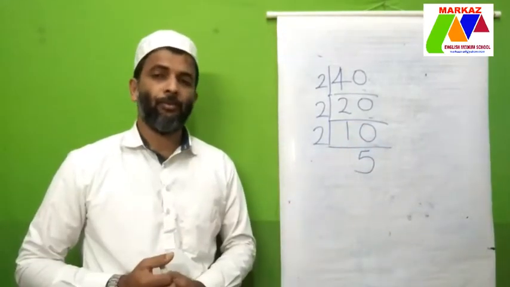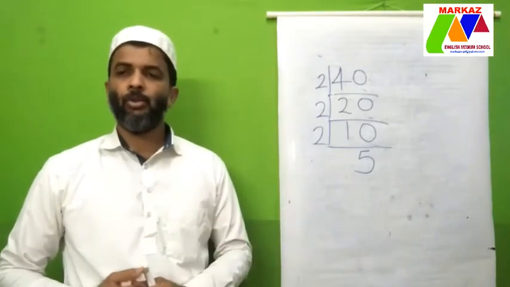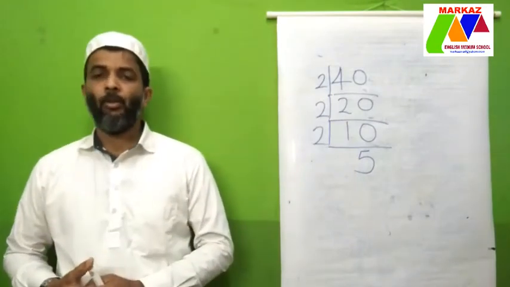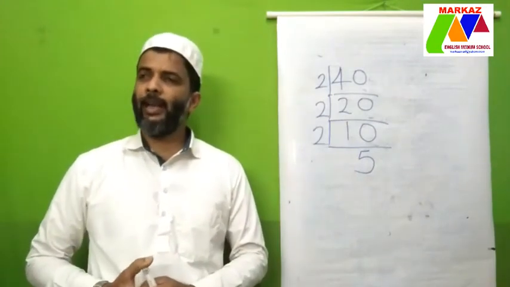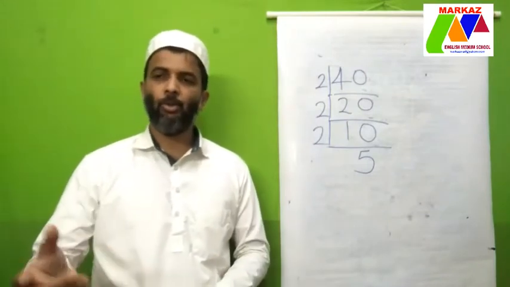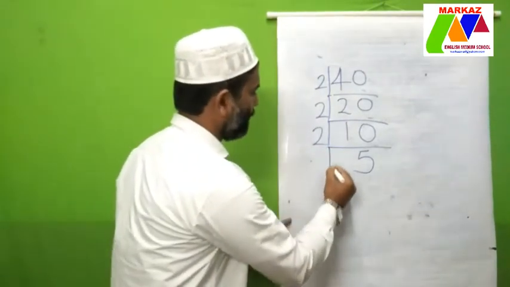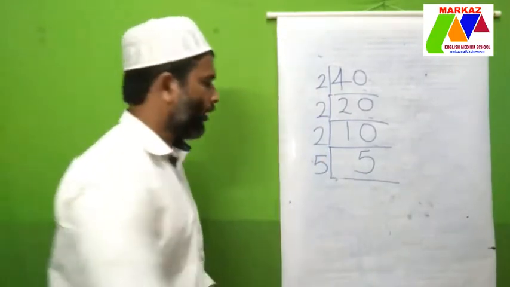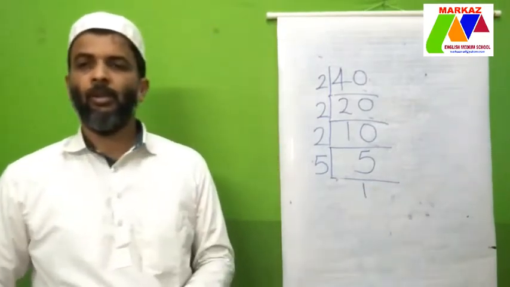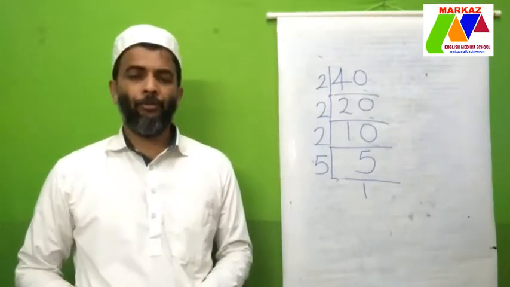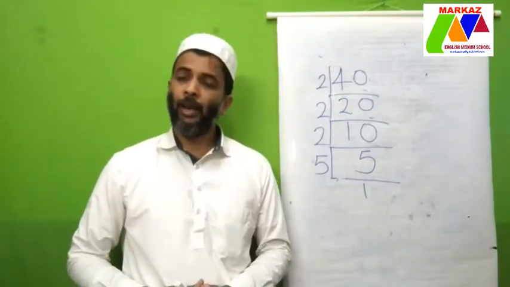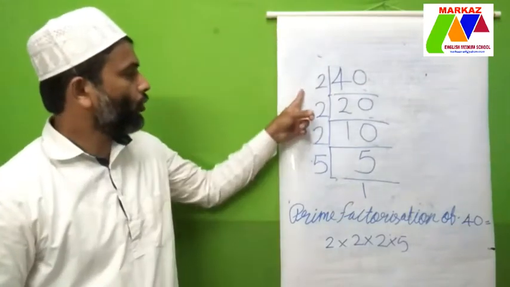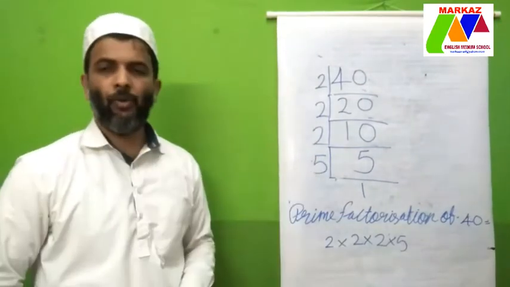Quotient is 5. This is an odd number, so we cannot divide by 2. Which is the smallest prime number? 5. It is exactly divisible by 5. Let us do the division by 5. How many 5s in 5? 1. See, we got all the prime factors of 40 which are prime numbers. Prime factorization of 40 is equal to 2 into 2 into 2 into 5.